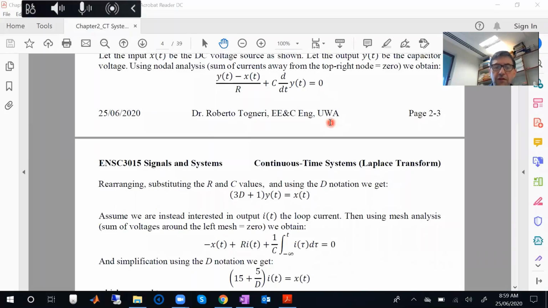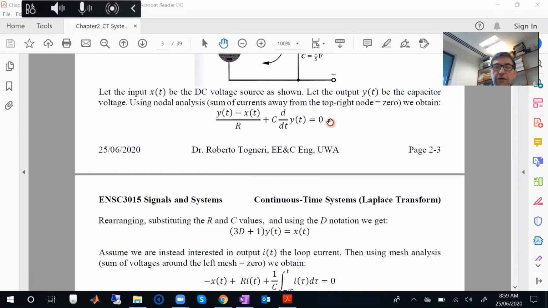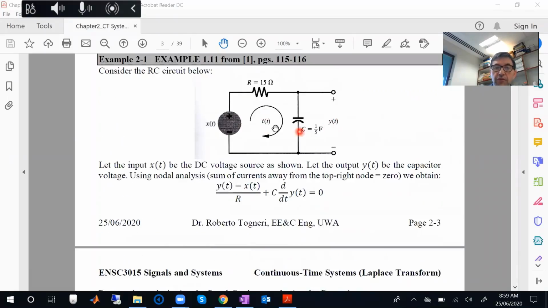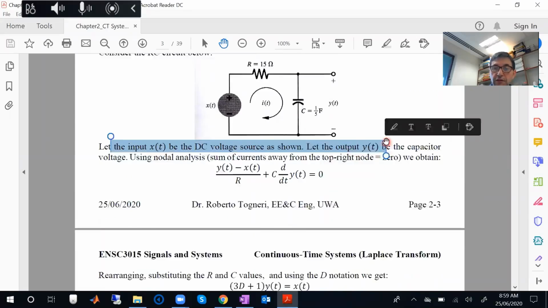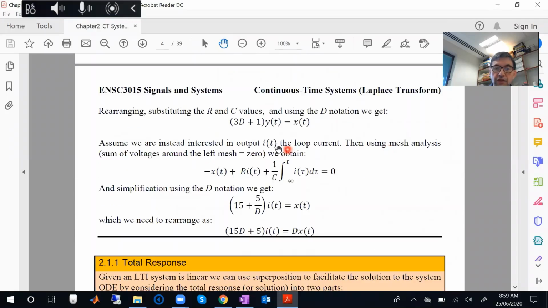If we wanted to change our output to the loop current, in other words, instead of having this as the output, this becomes the output, we can use mesh analysis to give us that equation. And similarly, the notation allows us to convert an integral to a 1 over D expression. So we can actually write it like that.